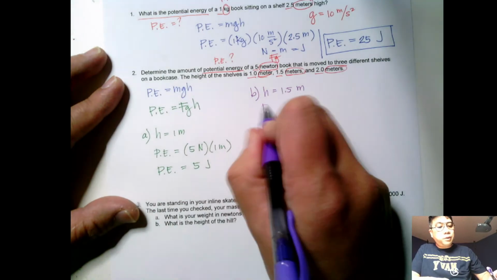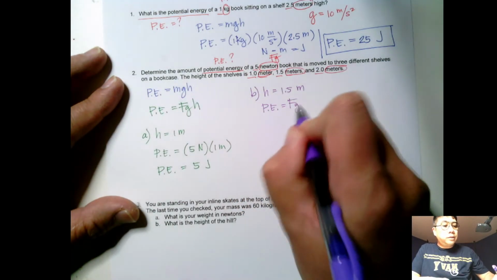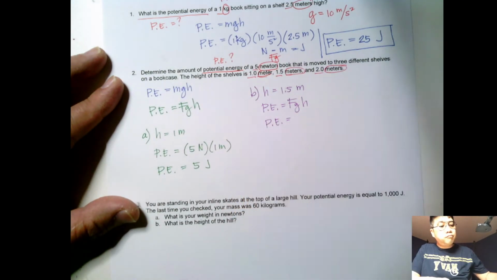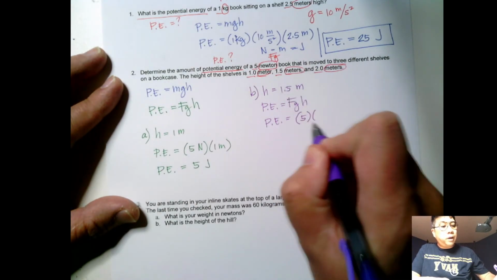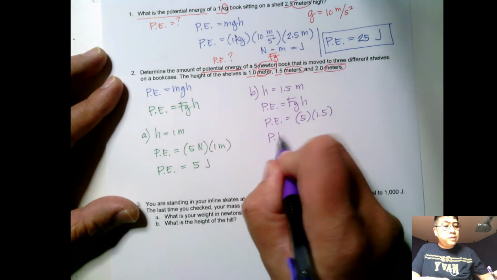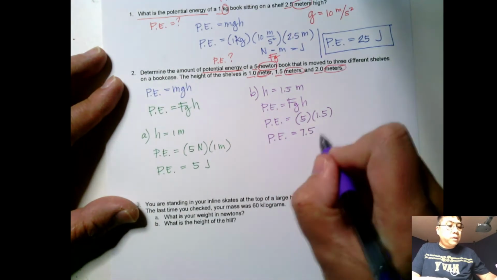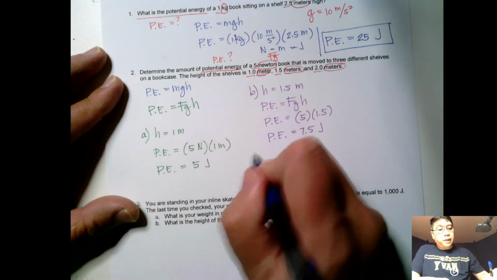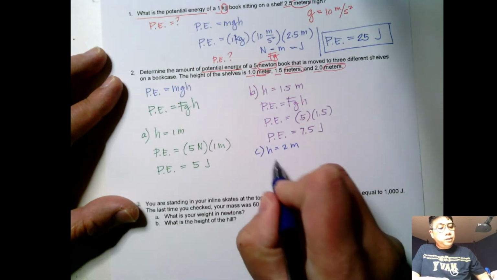So using the same equation of potential energy equals the weight times the height. So therefore, our potential energy is 5 newtons multiplied by 1.5. So this will give us a value of 7.5 joules.